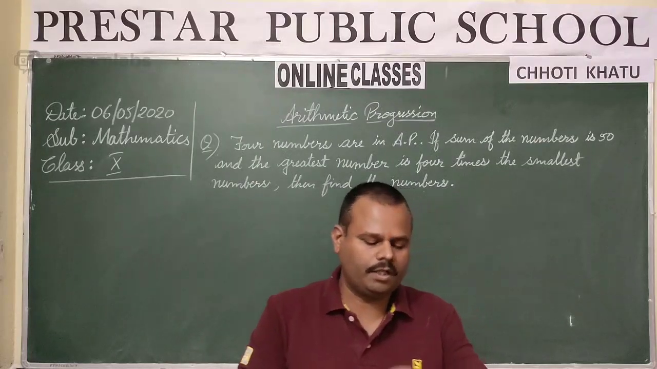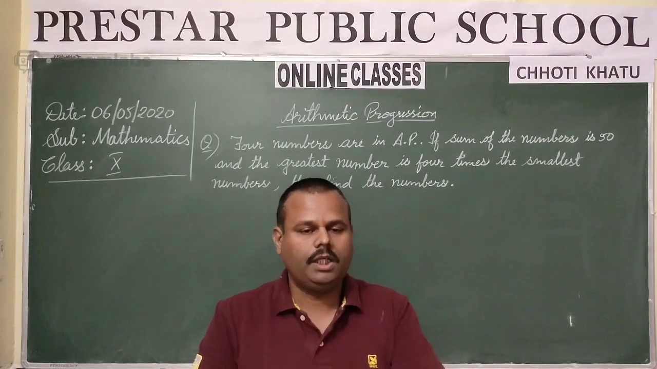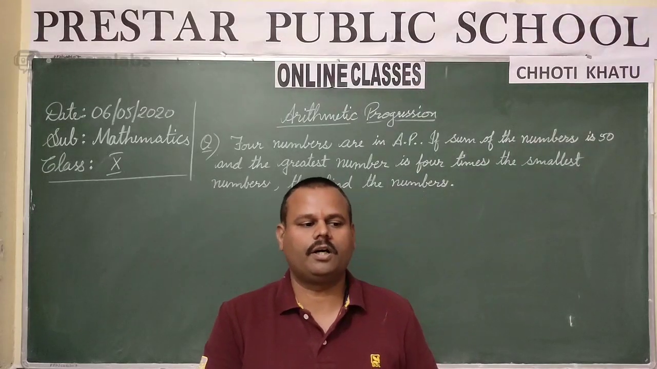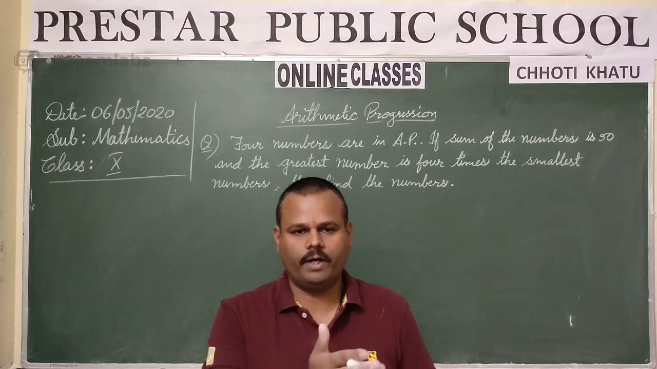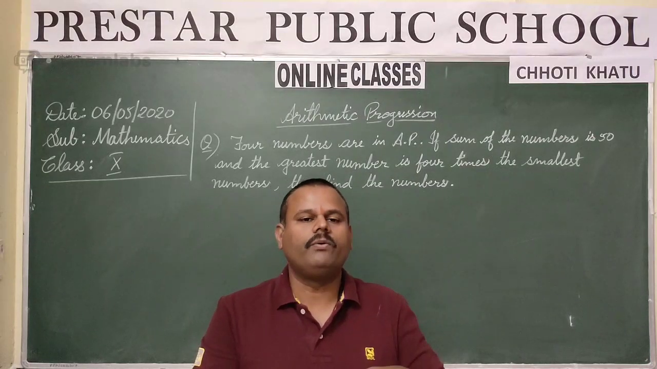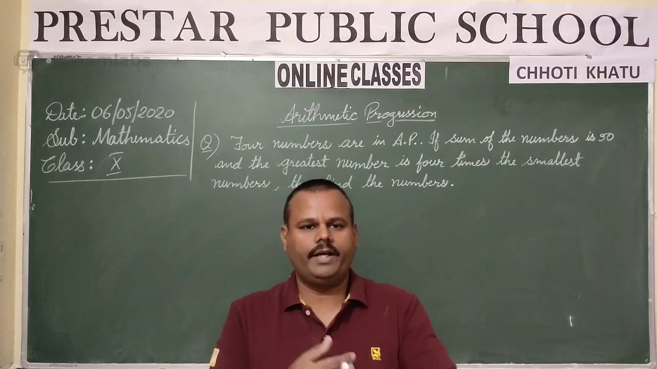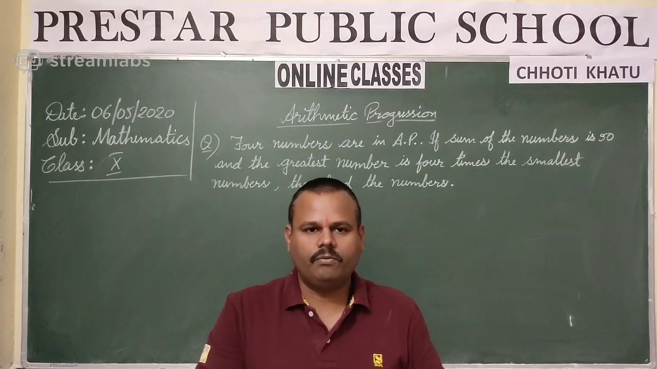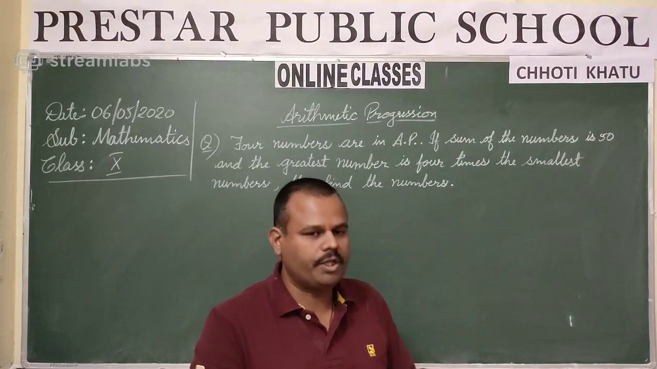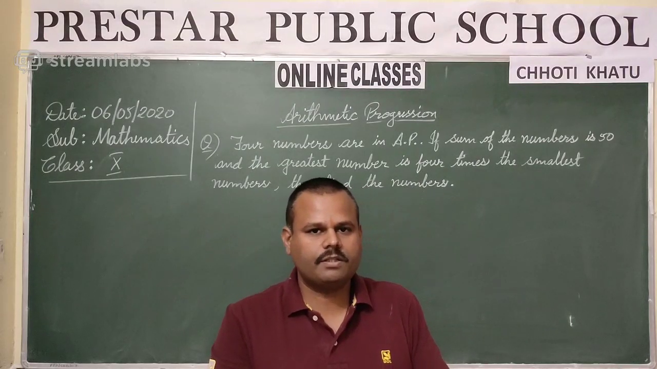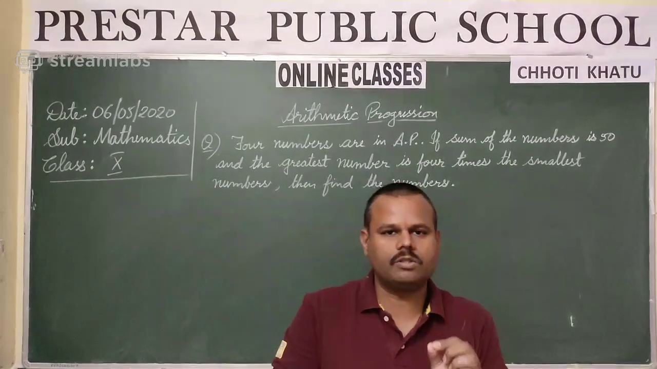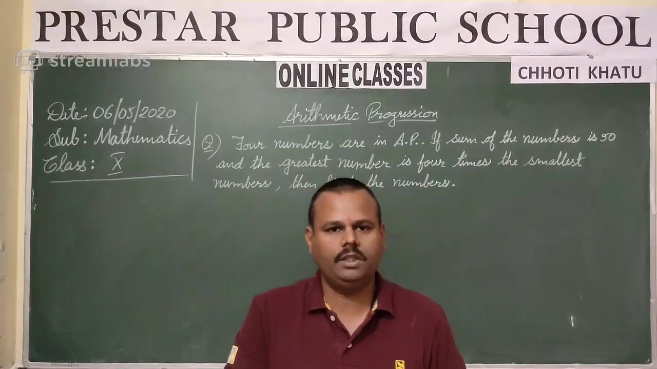Two exercises we had done. First, identifying the arithmetic progression: what it is, how to identify the first difference, how to find the common difference, and how to write the next terms. Then we have done the questions based on the nth term of the AP. The nth term means a_n equals a plus (n minus 1) d.